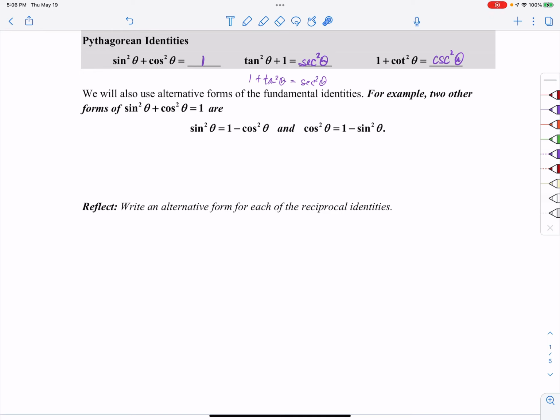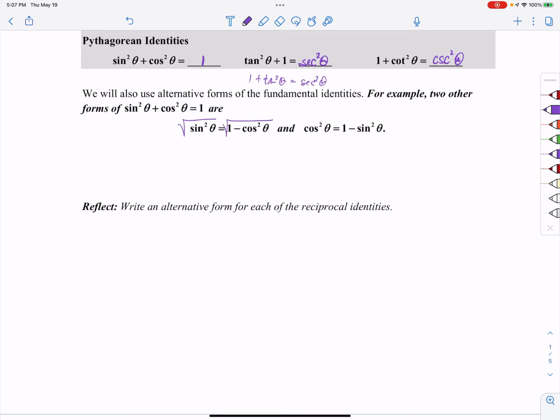This particular reflection question asks you to write some alternative forms for the other reciprocal identities, and you can do that. I will mention that this does not occur often, but it actually does occur, I believe, later on in this set of notes. They will not only isolate a sine squared, but they may isolate sine as a whole, any of these that have squares on them, by taking the square root of both sides.